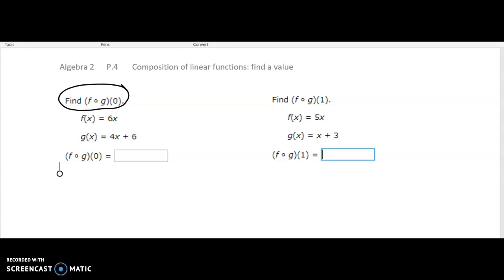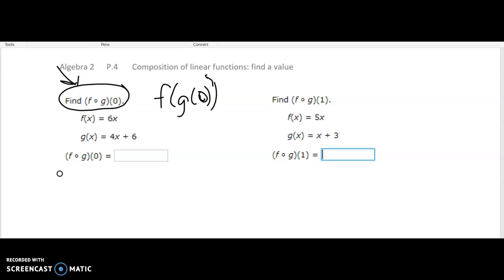This is pronounced f of g of 0. F of g of 0. Now, I said it's going to be on the ACT. More than likely it's going to be in this form, but it could be f of g of 0. Okay? But more than likely it's going to be in this one.